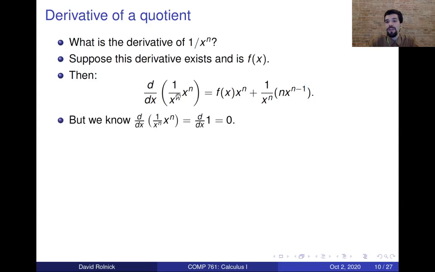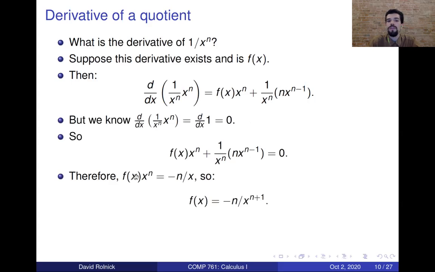This is just the product rule applied to the product of this and this. We know that the thing on the left is just the derivative of 1, which is 0. So that means the thing on the right also has to be equal to 0. So f of x times x to the n plus this other thing is equal to 0. If we move things around, we get f of x times x to the n is equal to minus n over x. And so then if we divide by x to the n, we get f of x equals negative n over x to the n plus 1.